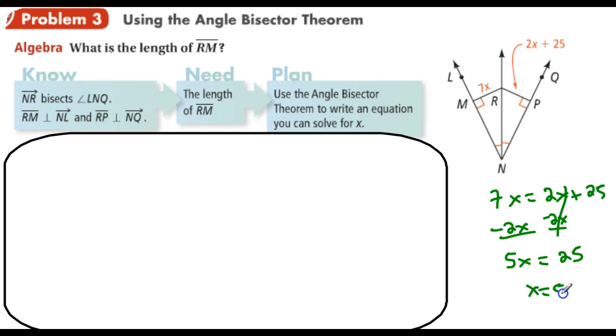So we get x equals 5. Did they ask us to solve for x? No, they said find the length of RM. So you got to substitute 5 back in. 5 times 7 is 35. So RM is 35.